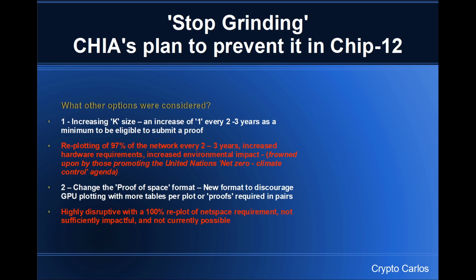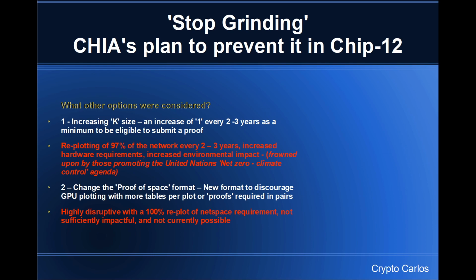They were going to increase the K size by 1 every 2 to 3 years as a minimum, and you would have to increase your plots to that K size in order to be eligible to submit a proof. They rejected this because this would require replotting of 97% of the network every 2 to 3 years. It would need increased hardware requirements, and there would be an increased environmental impact. Obviously frowned upon by those promoting the United Nations net zero climate control agenda. So it went against what they're trying to achieve and what the United Nations are trying to achieve, obviously.